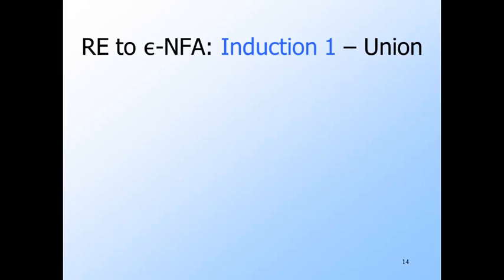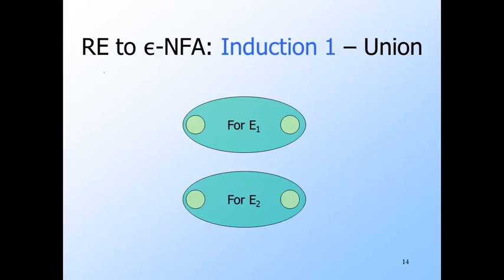Okay. Now we begin the induction. There are three cases depending on whether the outermost operator is union, concatenation, or star. Here's the construction for union. Suppose our expression is E1 plus E2. Both E1 and E2 have fewer operators than the entire expression, so the inductive hypothesis applies to these sub-expressions. We may thus assume that there is an epsilon NFA of the desired form for E1, and likewise for E2.